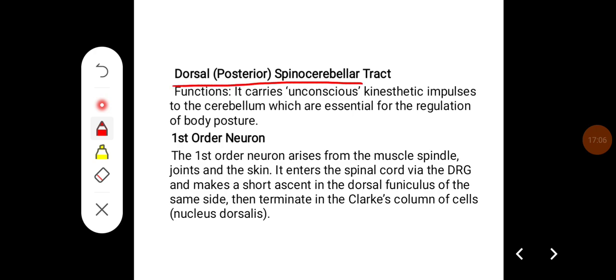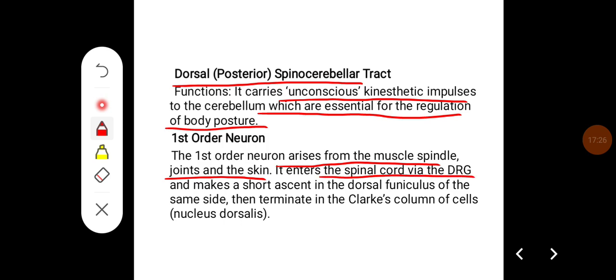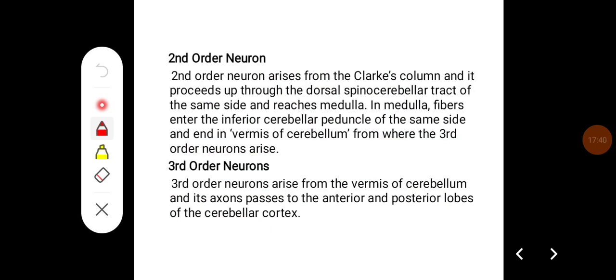Coming to the dorsal spinocerebellar or posterior spinocerebellar tract, its important function is to carry unconscious kinesthetic impulses to the cerebellum, which are essential for regulation of body posture. The first order neuron arises from the muscle spindle, joints and skin. It enters the spinal cord via the DRG and makes a short ascent in the dorsal funiculus of the same side, then terminates in Clarke's column of cells, which is the nucleus dorsalis.